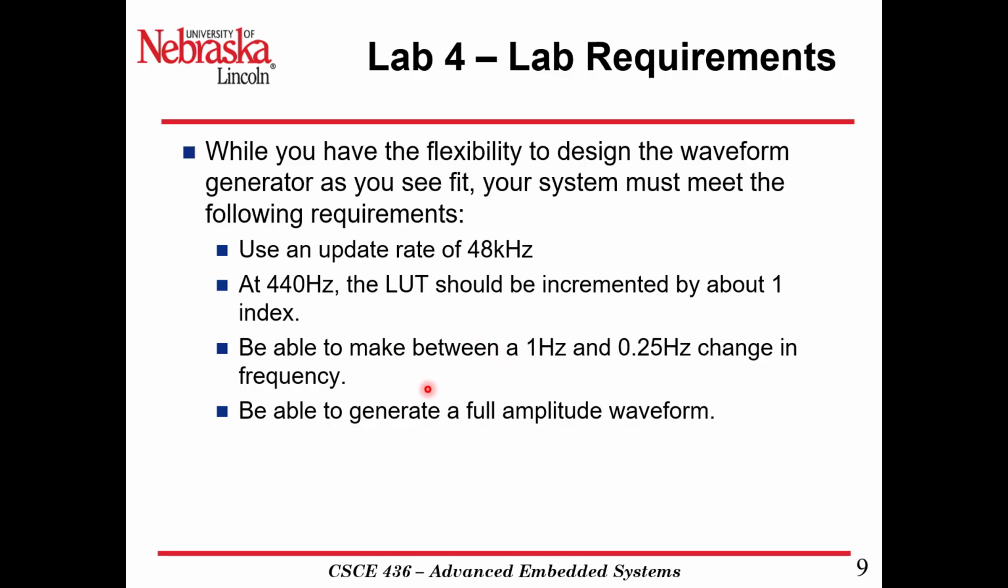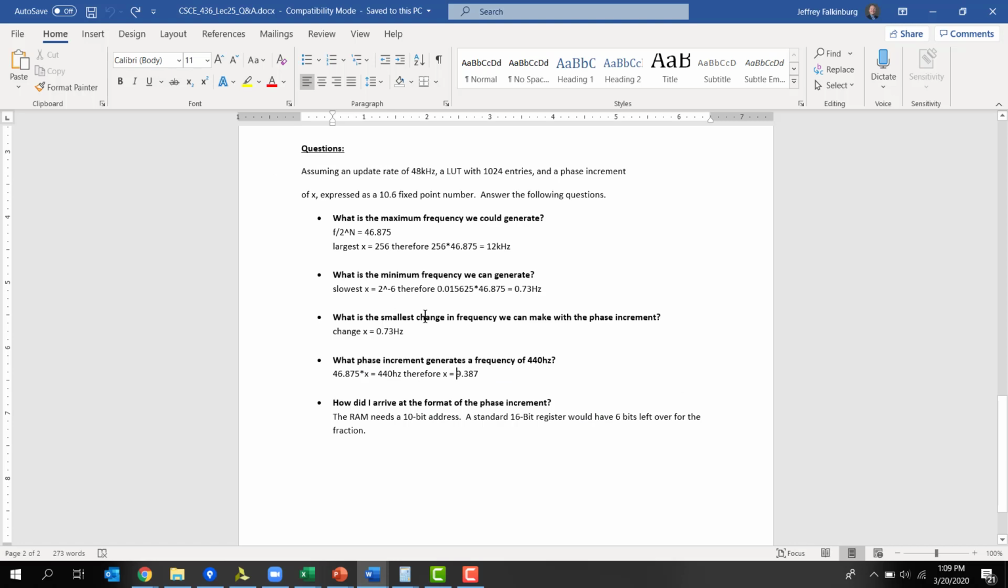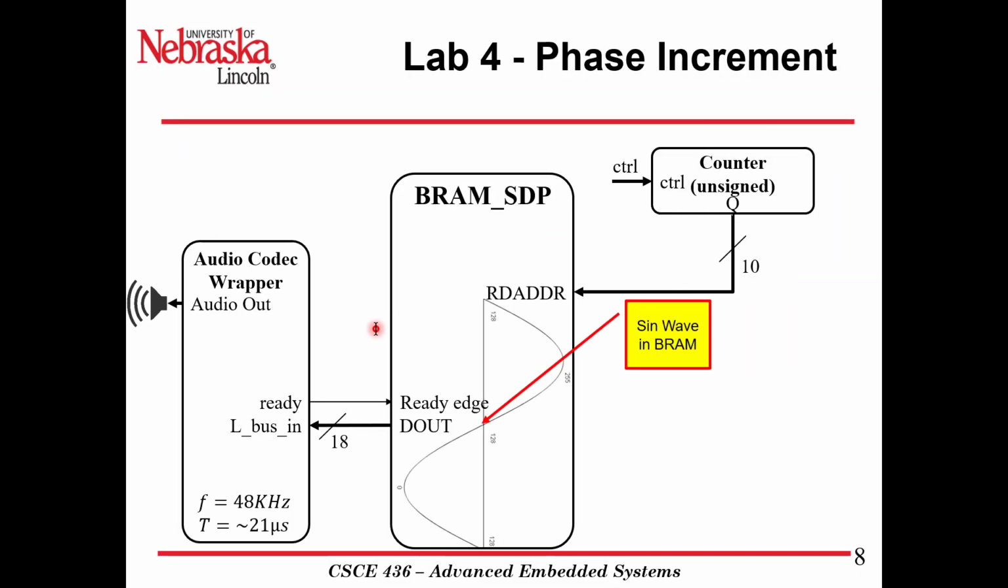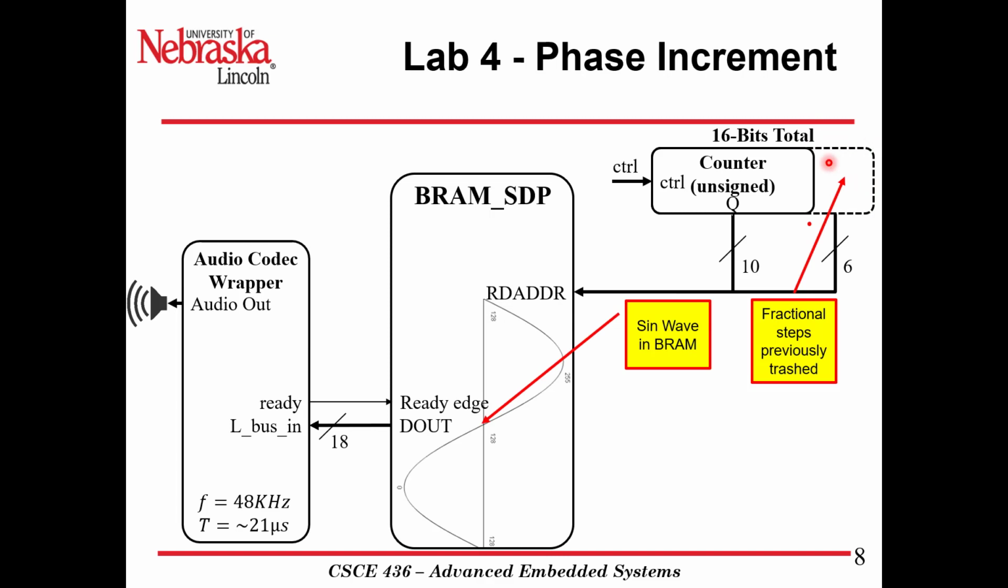And to be able to make a change in frequency between 1 hertz and 1/4 hertz, remember, if you look at the smallest change in frequency that we could make with a 10.6 signal or phase, it was 0.73 hertz. So obviously you're going to have to use 6 bits of fraction. So that's why I post this on here.